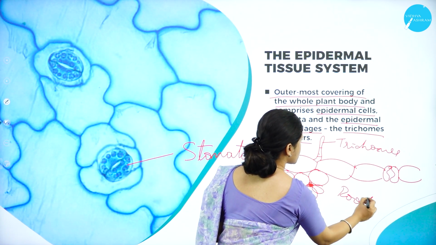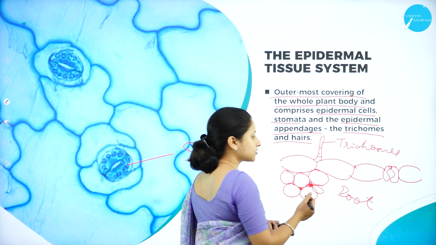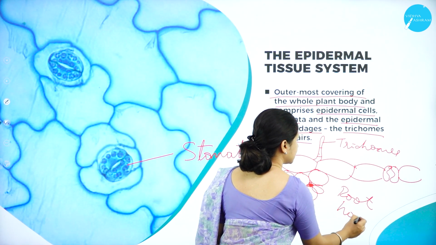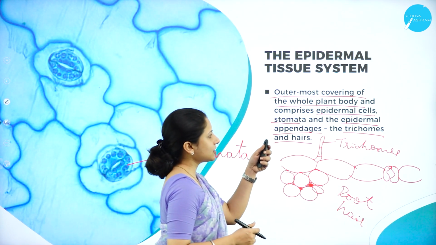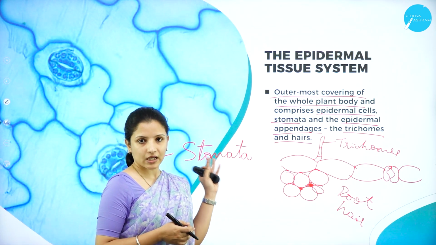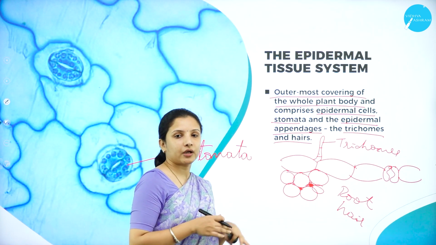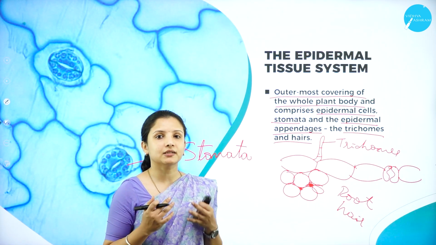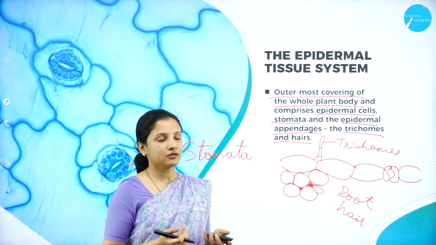Root hairs or the shoot. And if it was the shoot, it is called the shoot hair. So the root hairs and the shoot hair. These are the different types of cells or components that are present in the epidermal tissues. It is nothing but the tissue, or the cells, that cover the entire plant body.